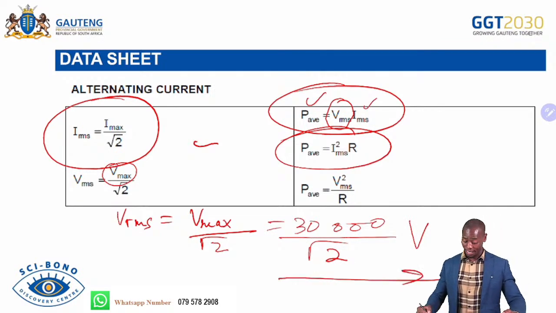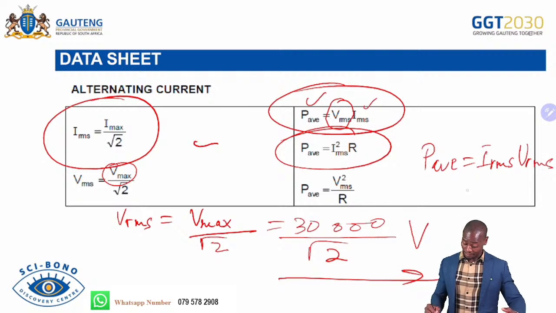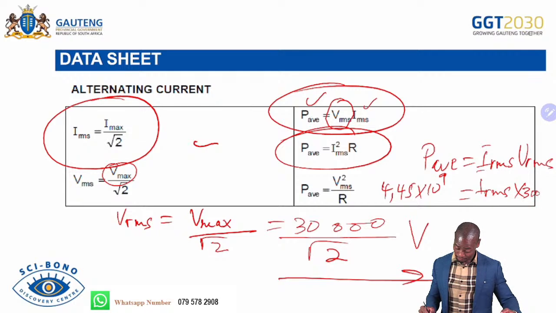Then after getting your VRMS, you are given average power. So you can use average power equals IRMS multiplied by VRMS. Already you are having power. We are told that is 4.45 times 10 to the power 9. IRMS is what we are looking for, the root mean square current. Then we have your root mean square voltage as 30,000 over root 2.